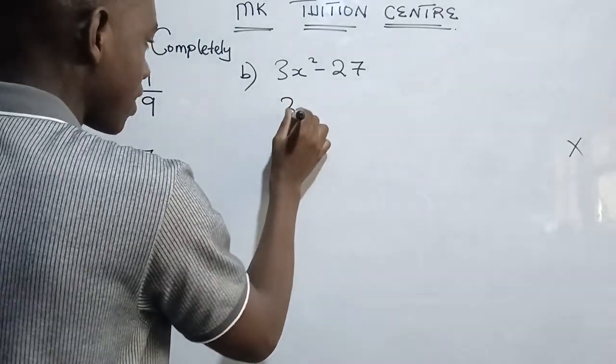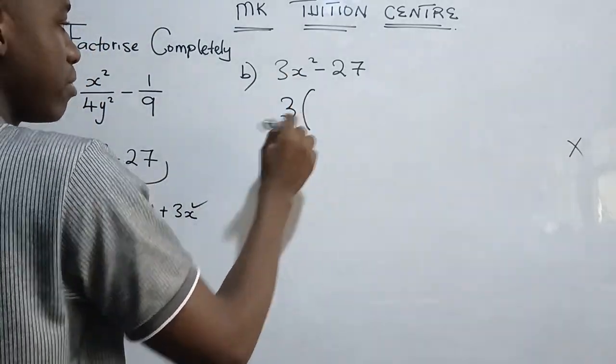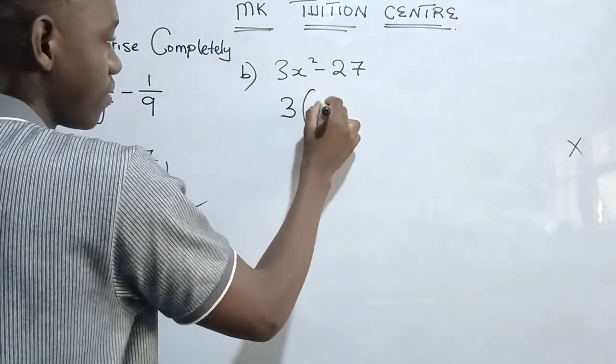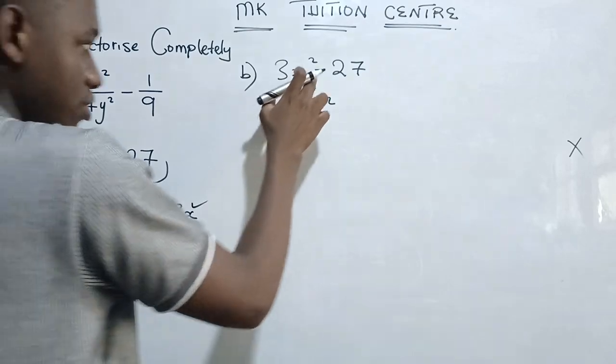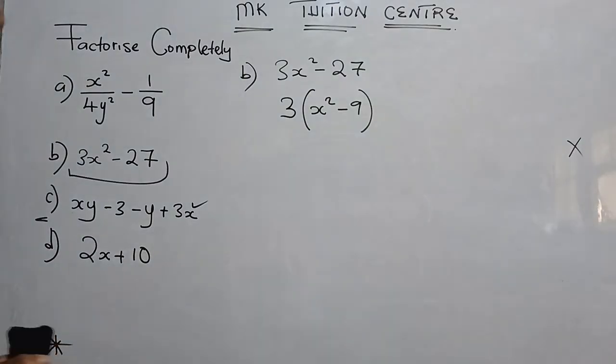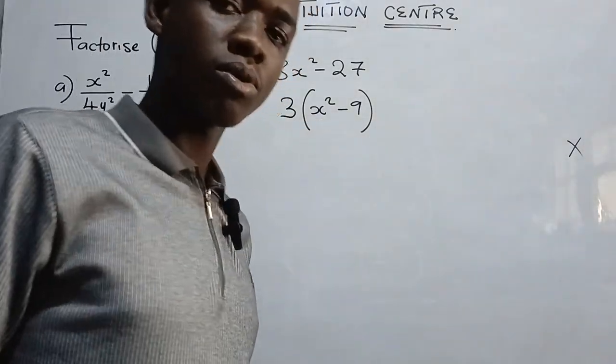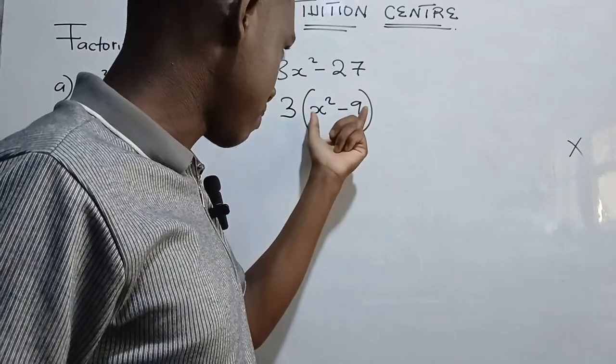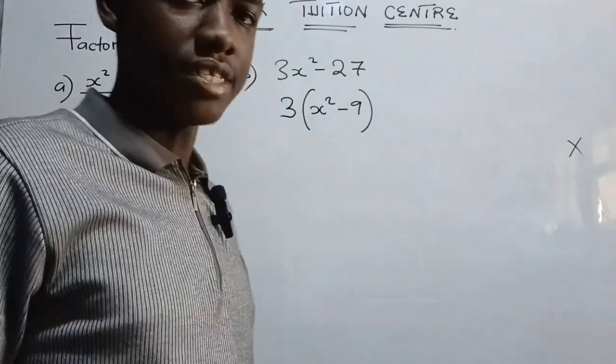So we're going to place it outside and then we're going to open 3 into that. We're going to have x squared, and 3 into negative 27 will give us negative 9. Now we can just end here simply because what we have inside the brackets here is having different powers.